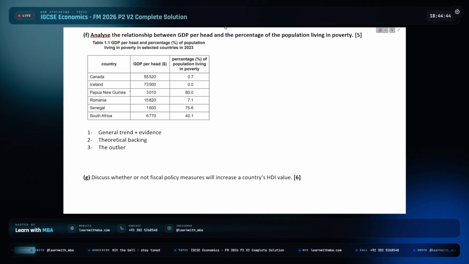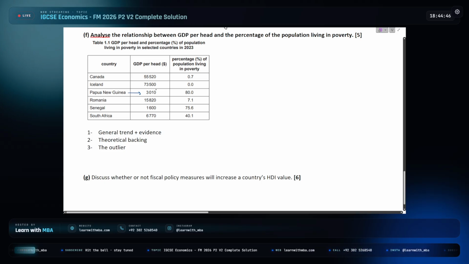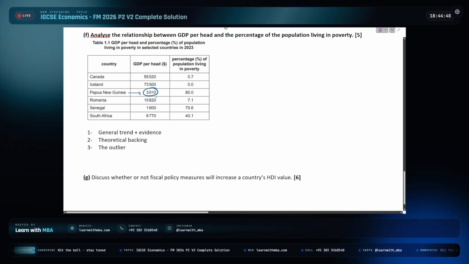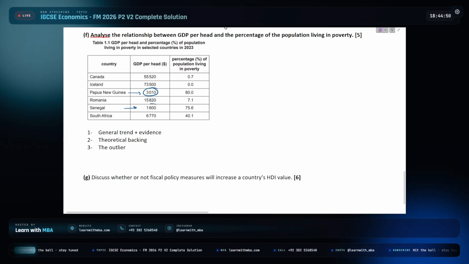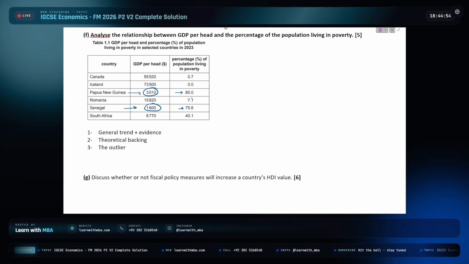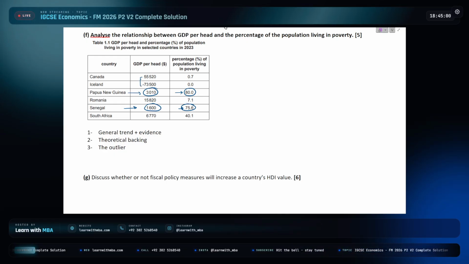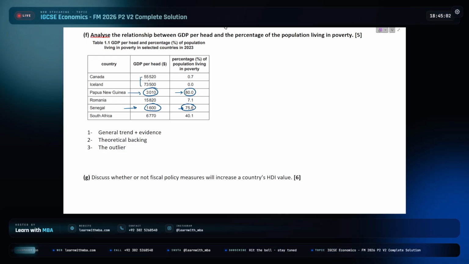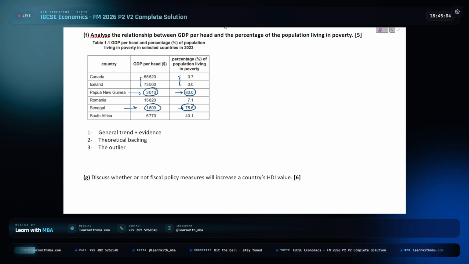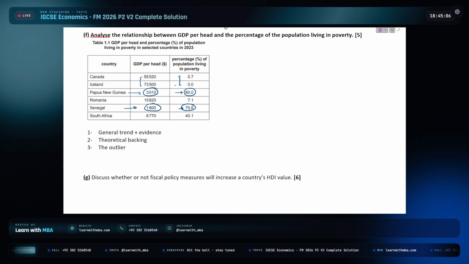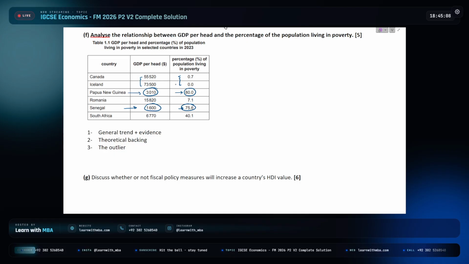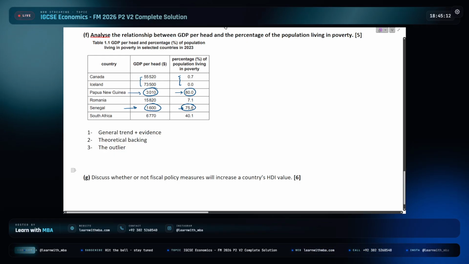So Papua New Guinea has one of the lowest GDP per head, and Senegal has one of the lowest GDP per head, and therefore the percentage of people living in poverty is highest. And Canada and Iceland have one of the highest GDP per head, and they have one of the lowest percentage of people living in poverty. Right? Now you would explain what is the general trend.